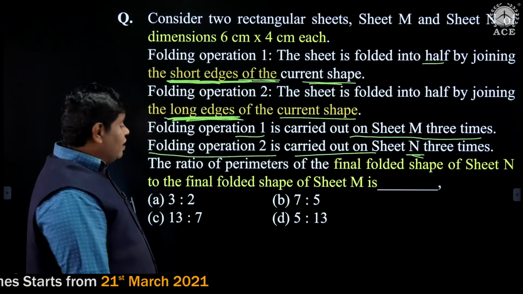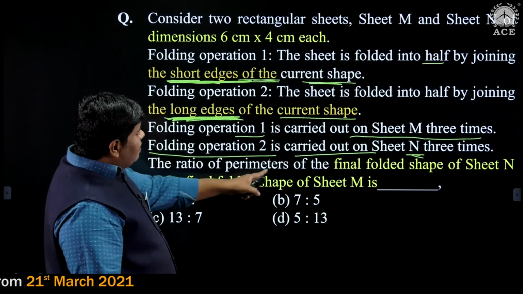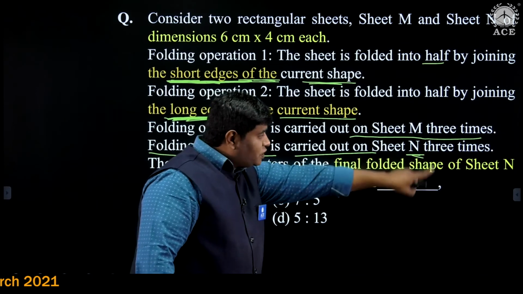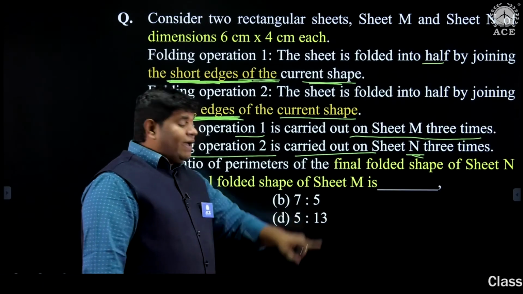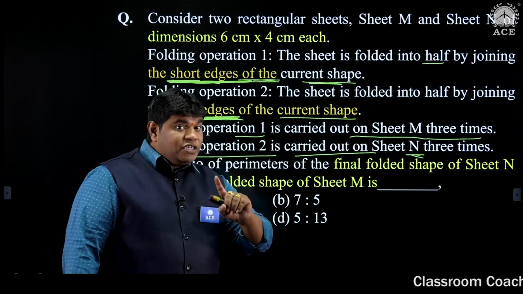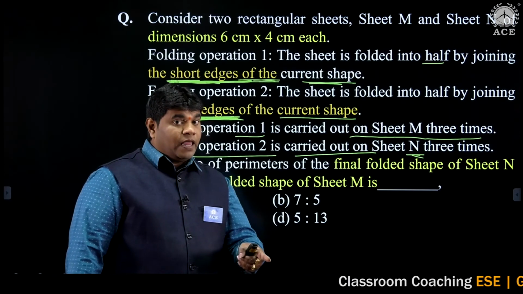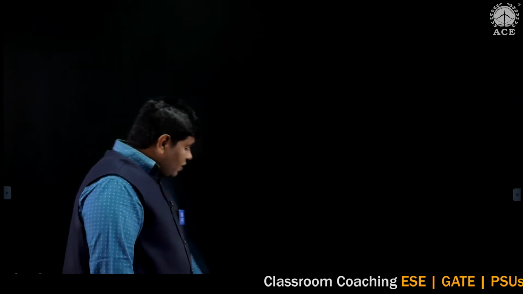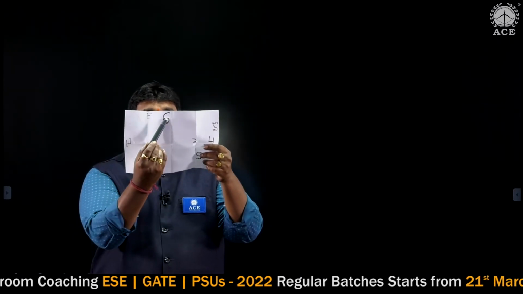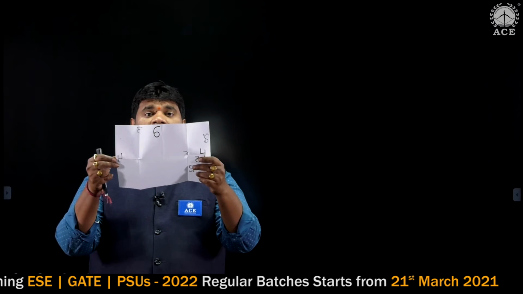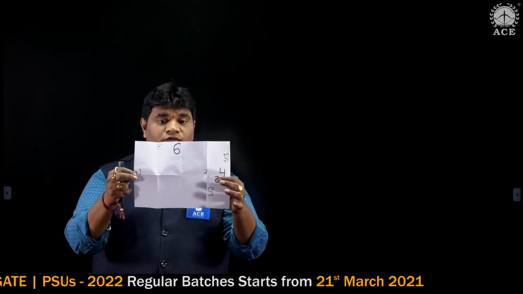Then what is the requirement? The ratio of the perimeters of the final folded shape of sheet N to the final folded shape of sheet M. So the ratio N is to M is the requirement. Okay. Observe. First of all, the concept. The sheet is 6 and 4.